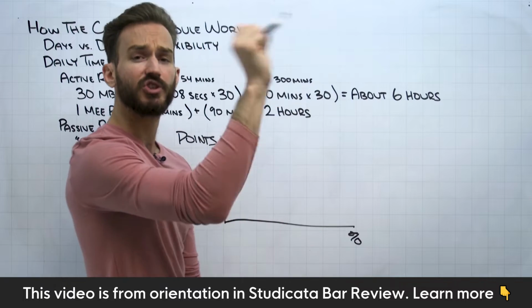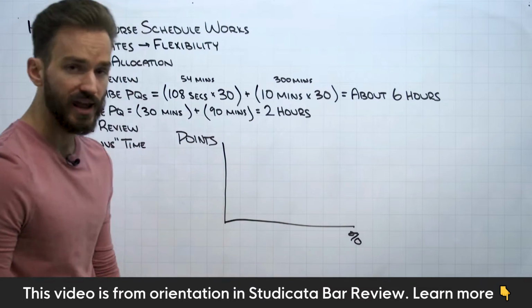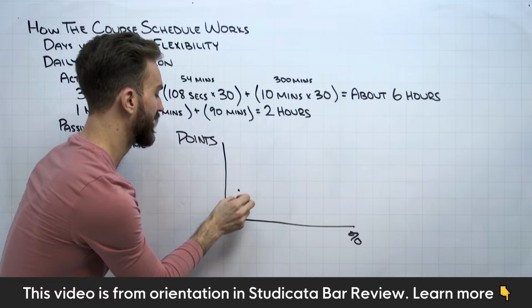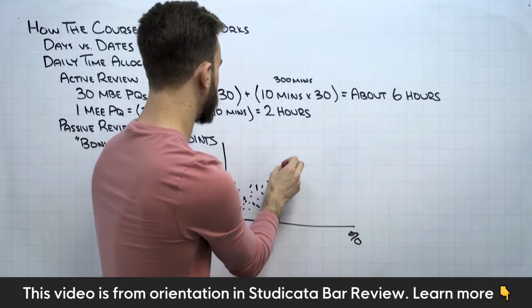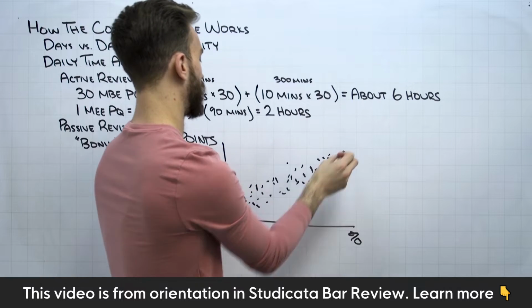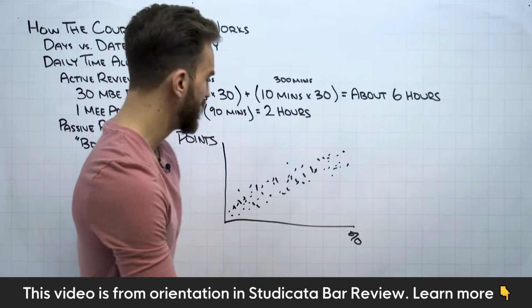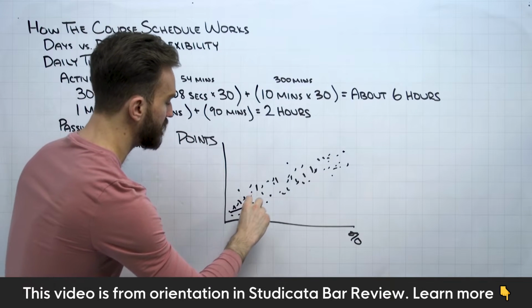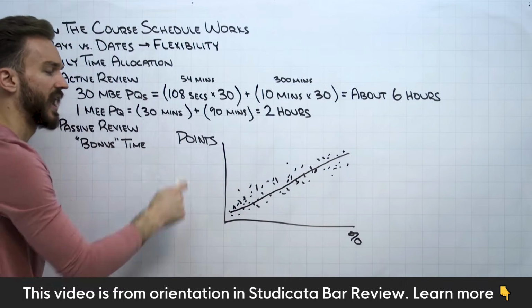If you mapped out each student's score to the percentage of the program completed, what would it look like? If we had a scatter plot, you'd end up with stuff all over the place, but generally the trend would be positively correlated. The more of the program completed, the higher the points are on average. You get a positively correlated trend between percentage of program completed and points.